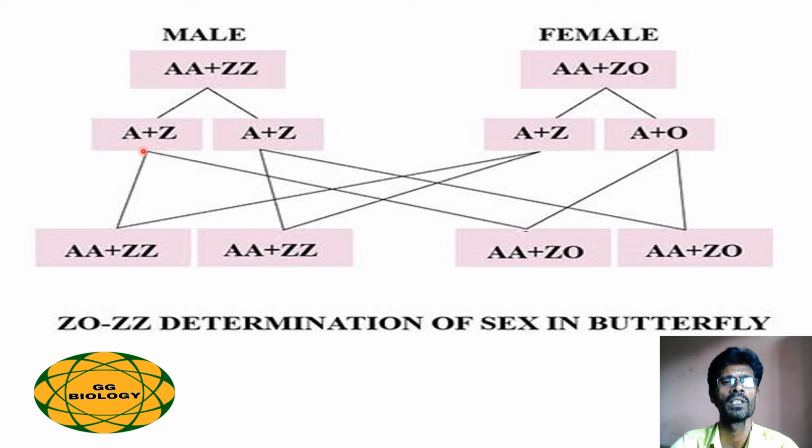During fertilization, the first sperm may fertilize the first egg to produce AA plus ZZ. The second sperm may fertilize the first egg to produce AA plus ZZ. The first sperm may fertilize the second egg to produce AA plus ZO. The second sperm may fertilize the second egg to produce AA plus ZO. Thus, when we have Z and Z, it is male, and when it is ZO, it is a female child. That is how the sex is determined in butterflies.